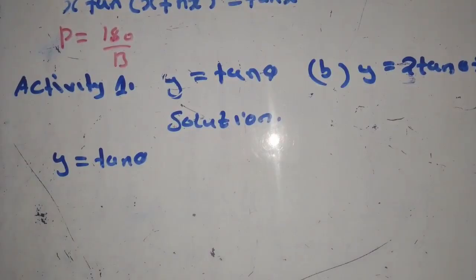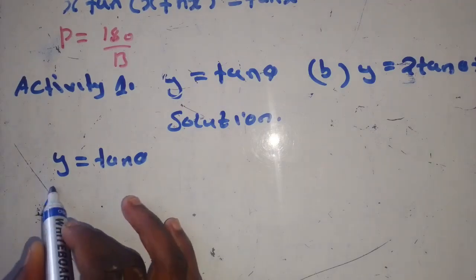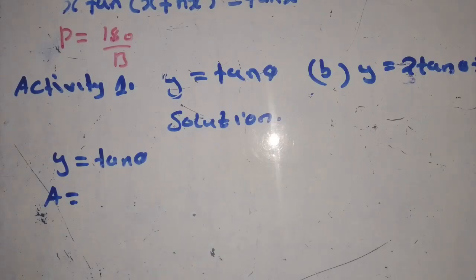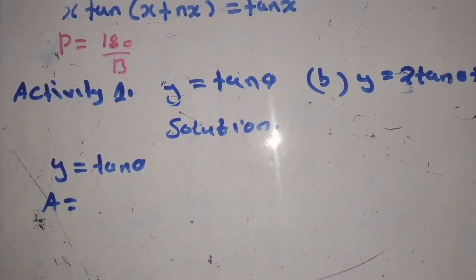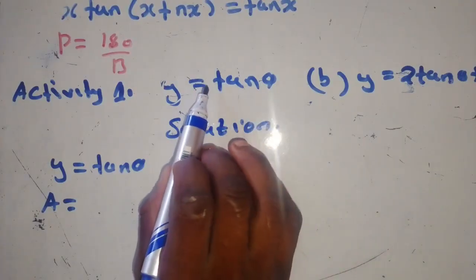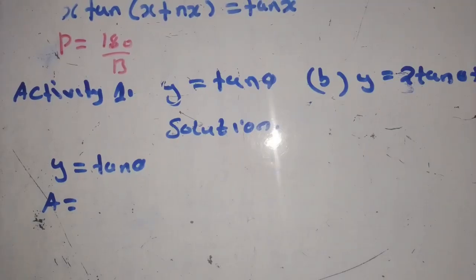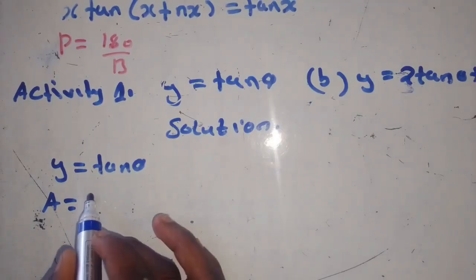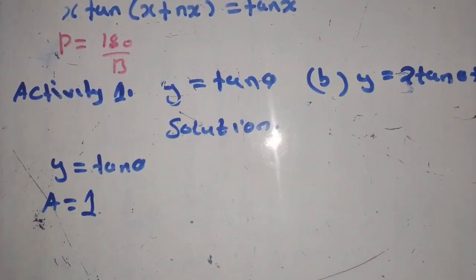As usual, you start by finding your amplitude, phase shift, counter value, and period. Also the frequency. Earlier I said that the amplitude is represented by the letter A, and we get the coefficient of the trig ratio as our amplitude. Here we have y is equal to tan theta. Since there is nothing here, this implies that there is 1 here. So amplitude is equal to 1.